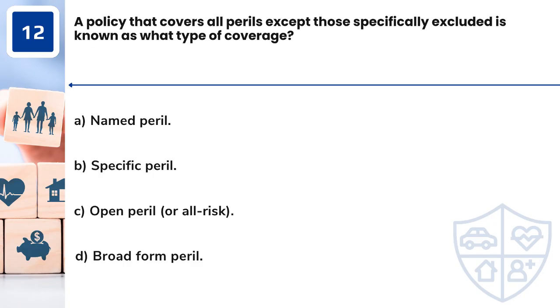Question 12. A policy that covers all perils except those specifically excluded is known as what type of coverage? A. Named peril. B. Specific peril. C. Open peril, or all risk. D. Broad form peril.